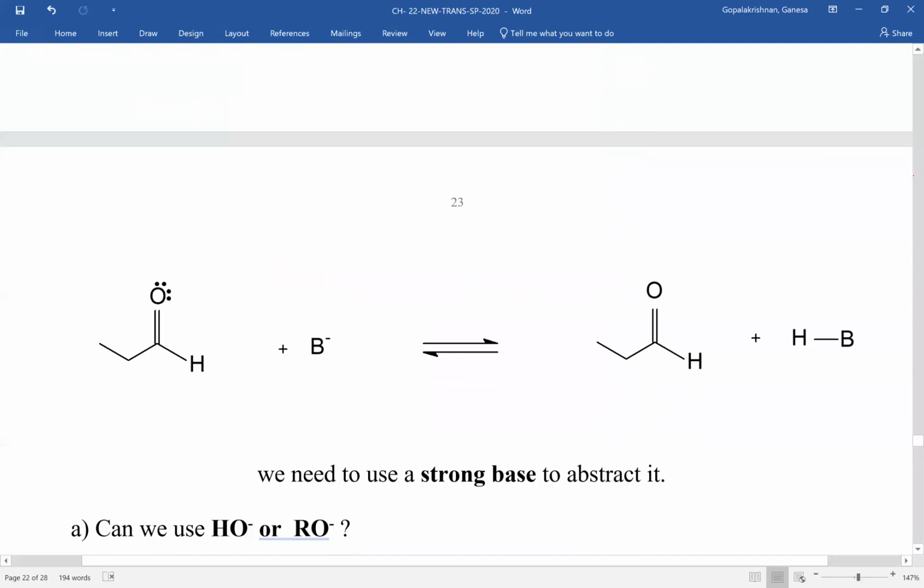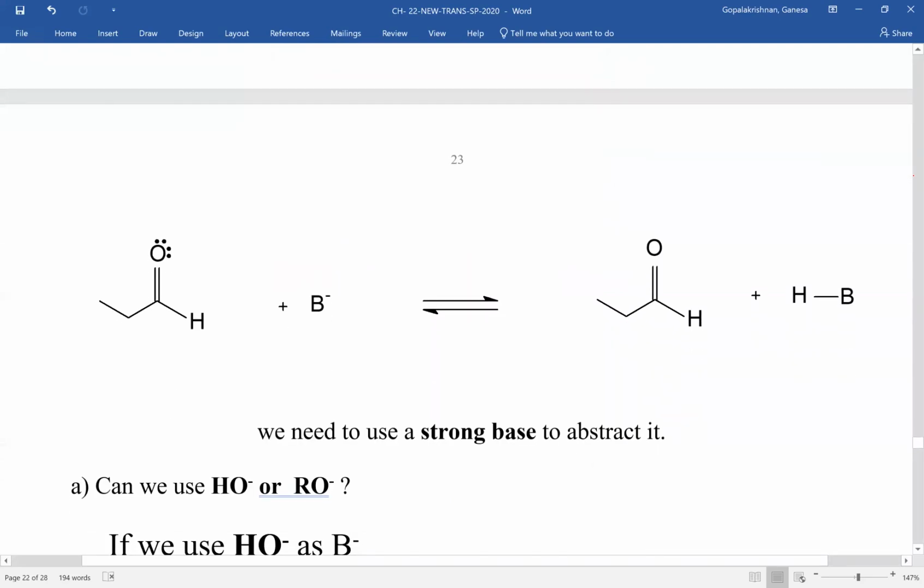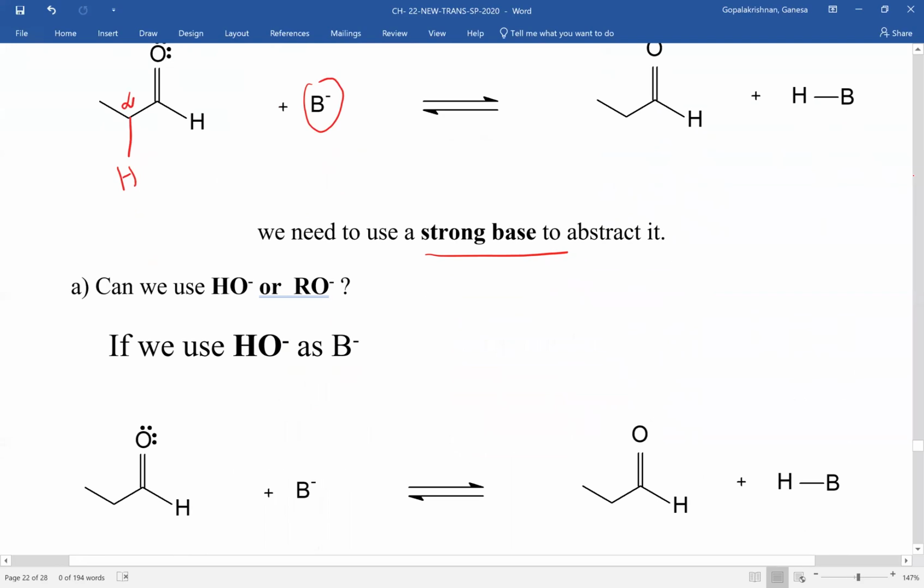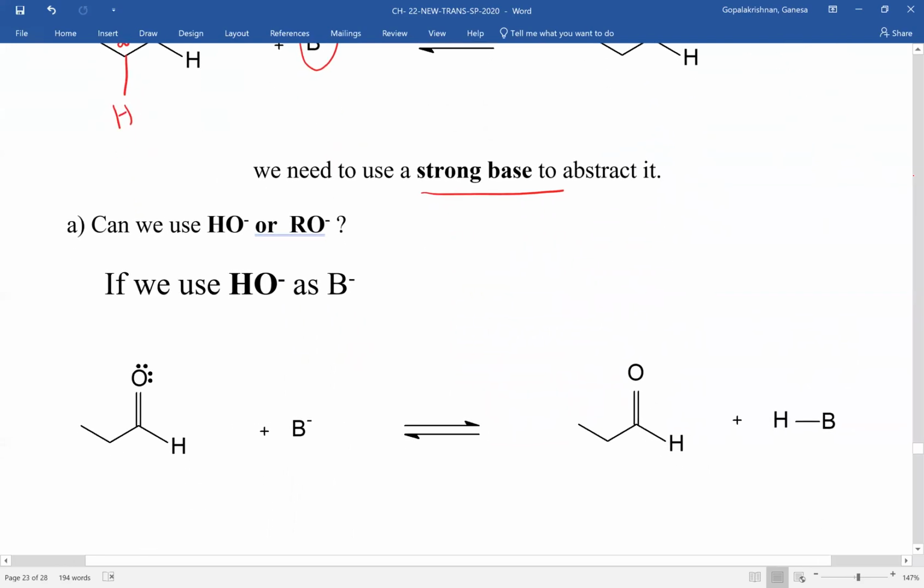The same thing is possible in this case. These are not highly acidic. These are very, very weak acids. If you want to pull the hydrogen or proton from this one, we have to use a strong base. What strong base can we use? We always use hydroxide or alkoxide.